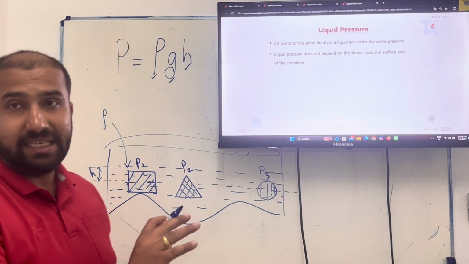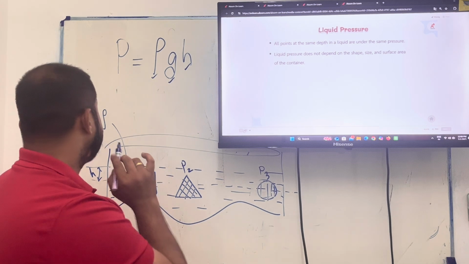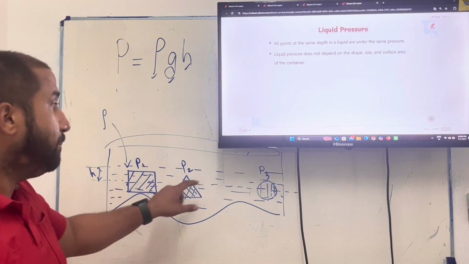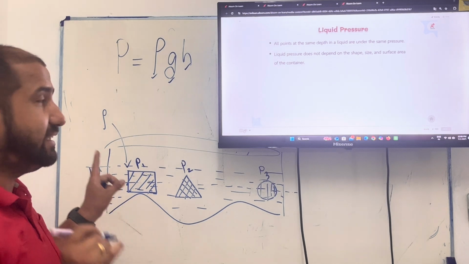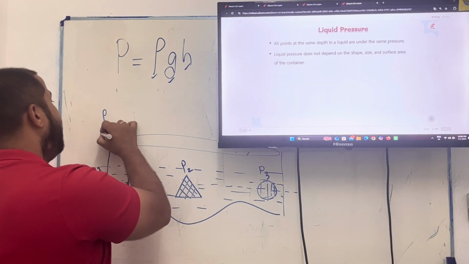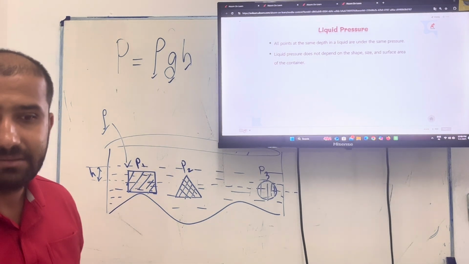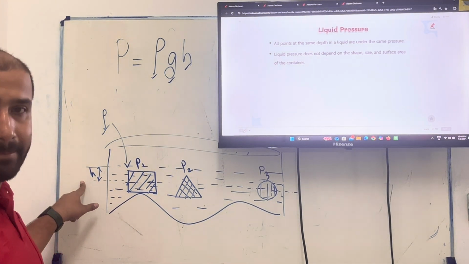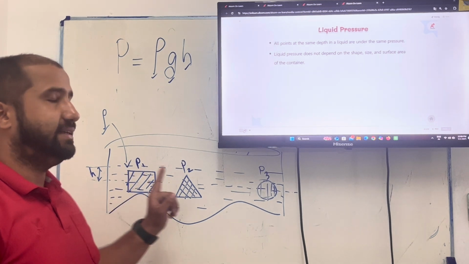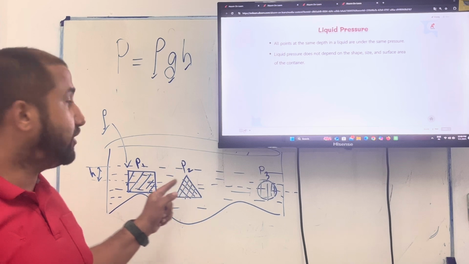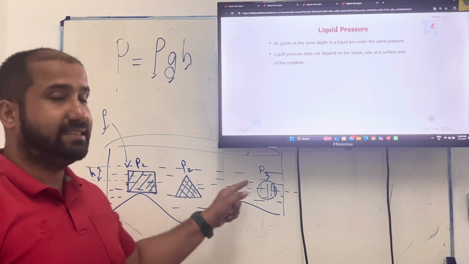All the three objects will experience the same amount of liquid pressure. It does not depend on the shape, size, or surface area. It will only depend on the density of the liquid and the depth of the liquid. Other than that, it does not depend on anything. It does not depend on the shape, size, and surface area of the object.